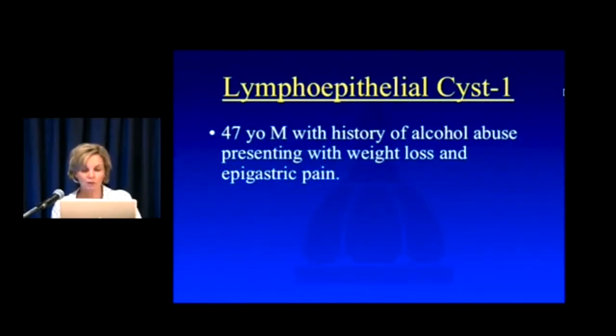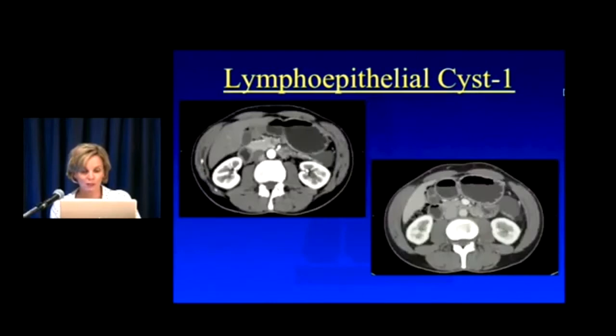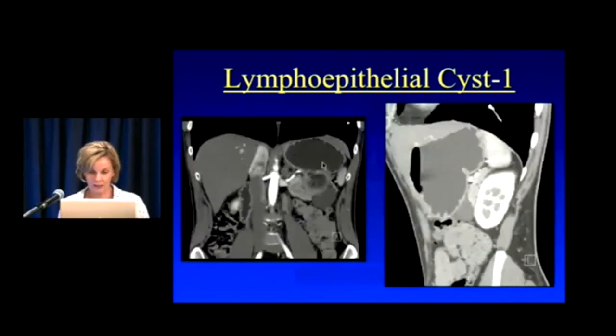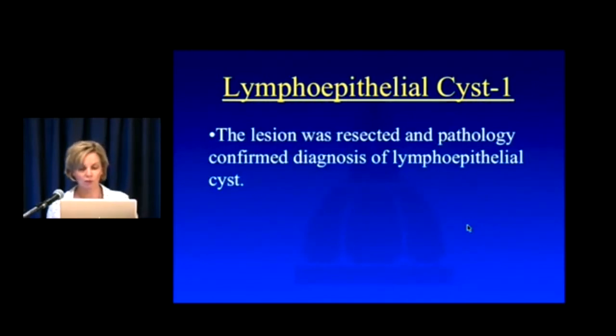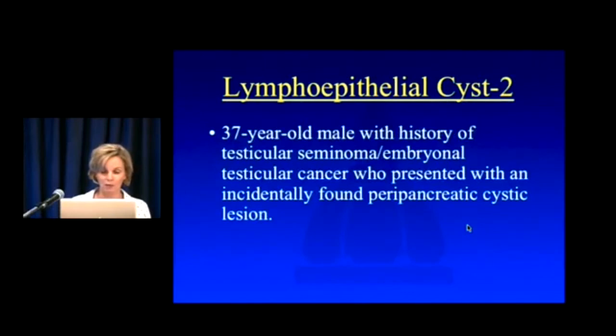A 47-year-old man with a history of alcohol abuse presenting with weight loss and epigastric pain. So this is the classic appearance. You see a cyst there, but it's just kind of sitting there, right? It's touching the tail of the pancreas. It almost looks like a kidney cyst, right? It's that exophytic. And that's the classic appearance of a lymphoepithelial cyst. It was resected. Pathology confirmed the diagnosis of lymphoepithelial cyst. The patient was symptomatic, remember.